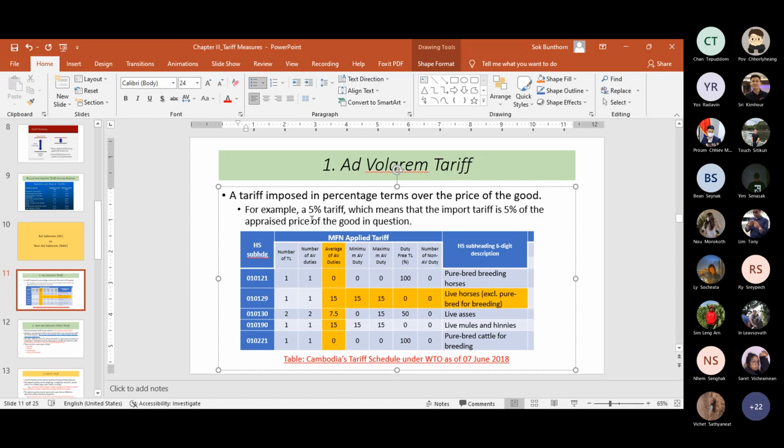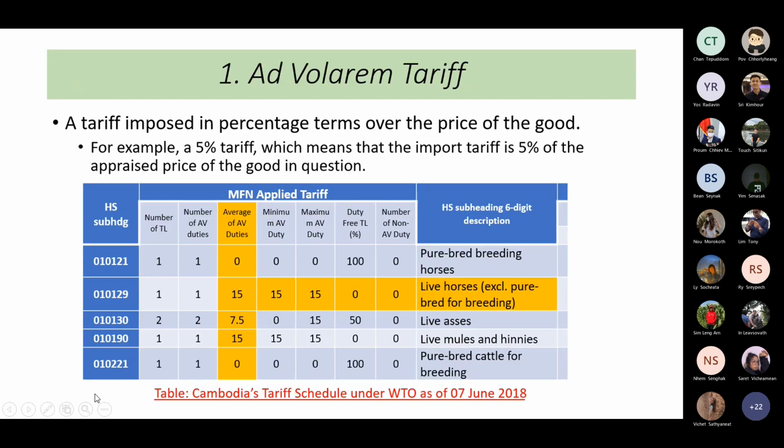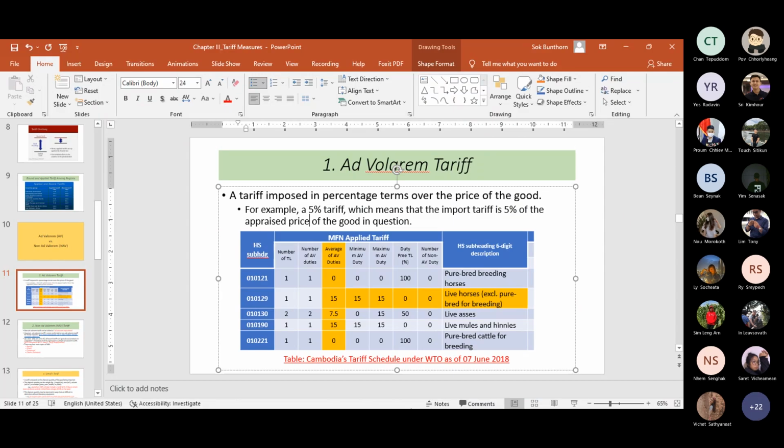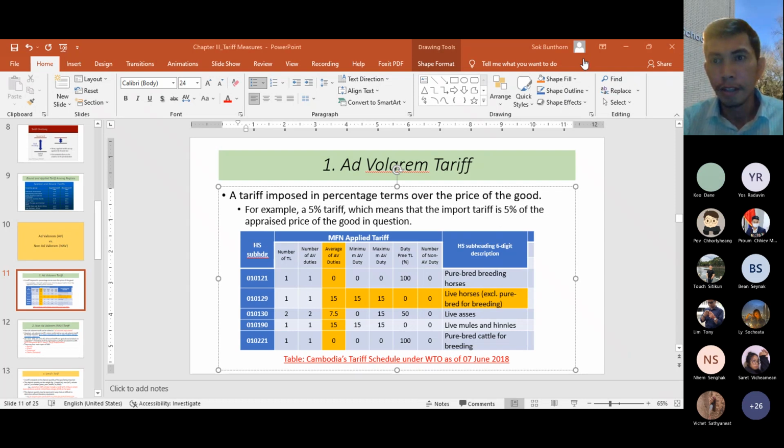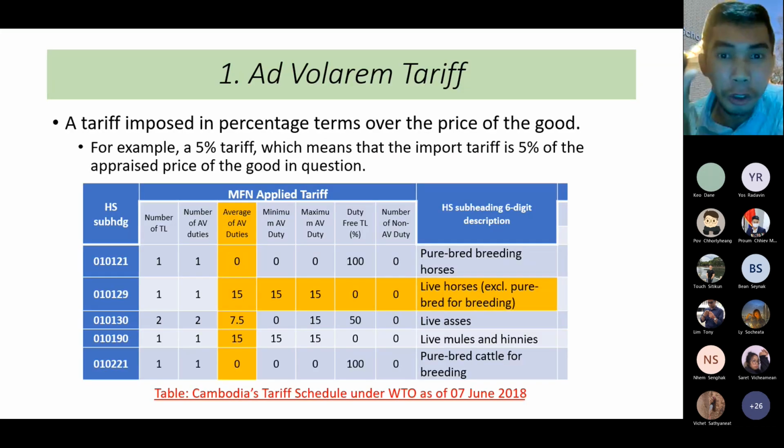For example, let me show you one example. So right now I decided to change from value to price.